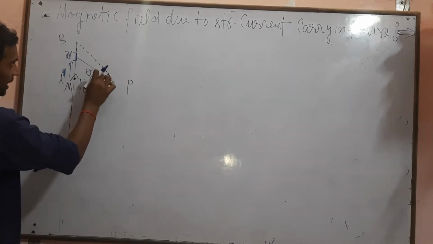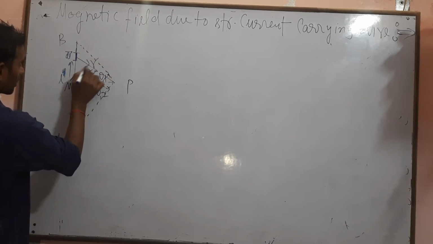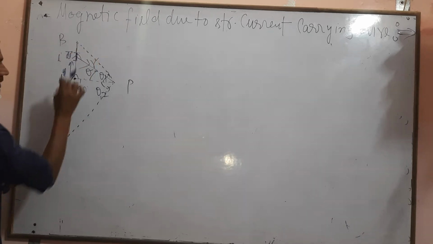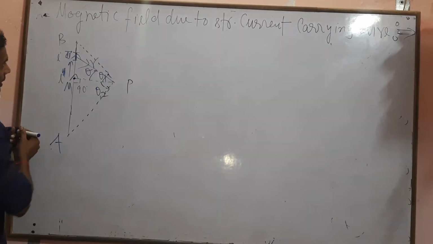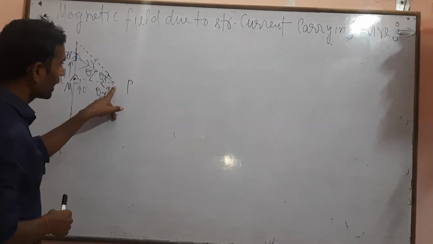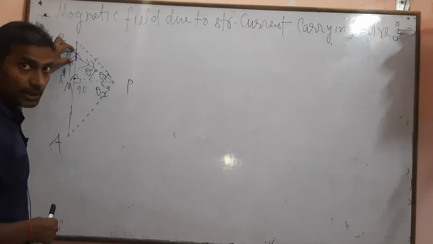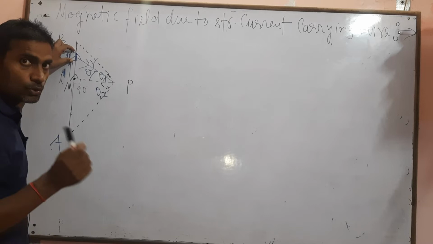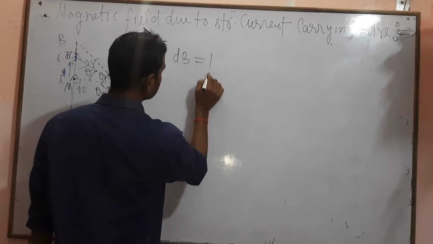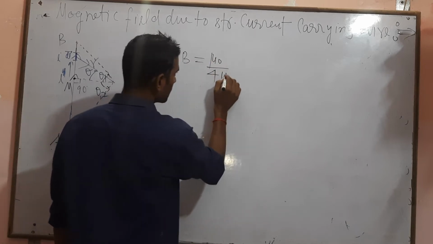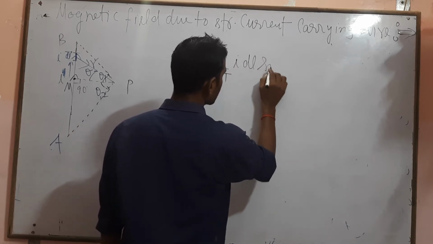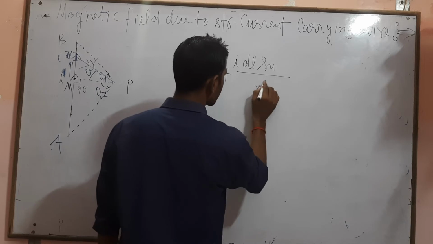So at angle theta, this is the distance r, because the current is in the upward direction. This is dl, the small length, this is the current I, and this is the distance r. We need the magnetic field at point P due to this small elementary length dl. Using the Biot-Savart law, dB equals mu naught by 4 pi, I dl sin theta divided by r square.